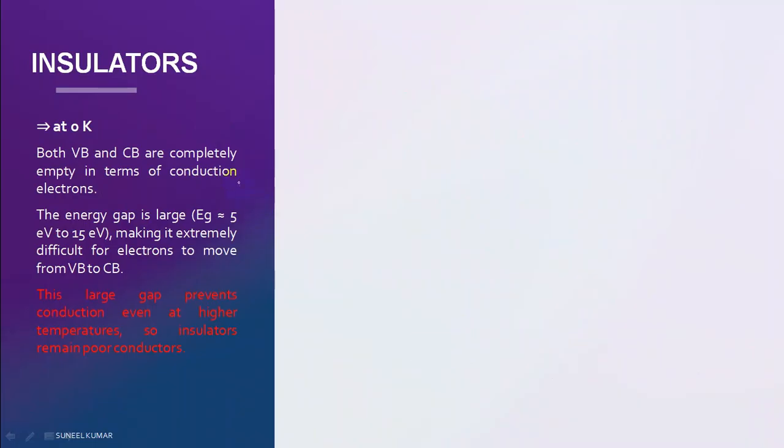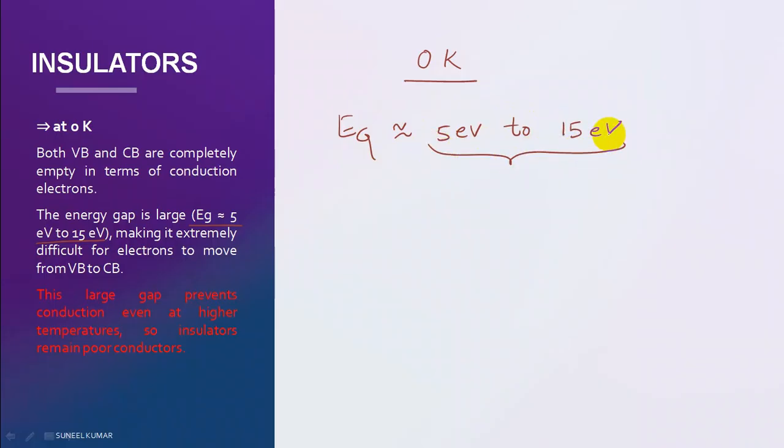Similarly, we can see the insulators. In an insulator, even at 0 Kelvin, we have this much of an energy gap. The gap energy is 5 electron volt to 15 electron volt. That is a huge energy gap, and this large gap prevents conduction even at high temperature. If we increase the temperature also, still no electron can be found in the conduction band.